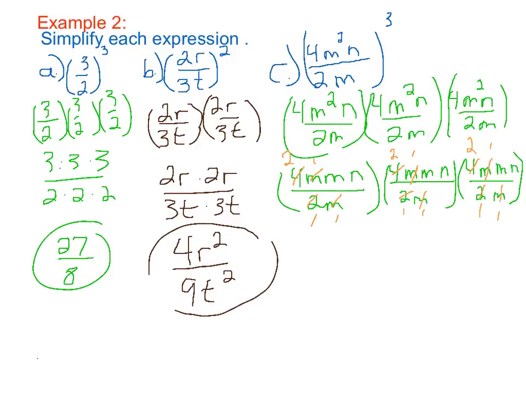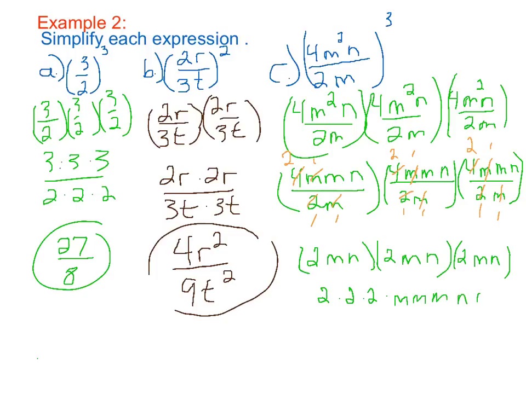And if we look at what we got in each of these here, we've got 2mn inside each set of parentheses. So if we multiply all the things that are similar together, we have 2 times 2 times 2 times m times m times m times n times n times n. That gets you 8, gets you m to the third, and that gets you n to the third. There's our final.